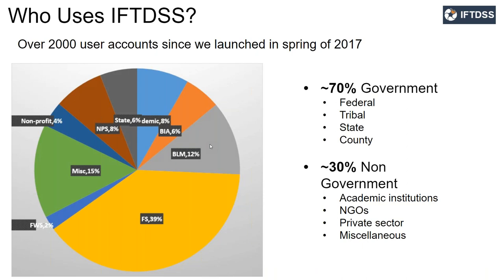Just for some background, the IFTDSS application, this current version, was launched in spring of 2017. We've got over 2,000 user accounts, and roughly 70% government and 30% private, and there's a lot of variation within that private, and you can sort of see the split in this pie chart, but quite a bit of non-government use, private sector contractors, as well as academic folks.